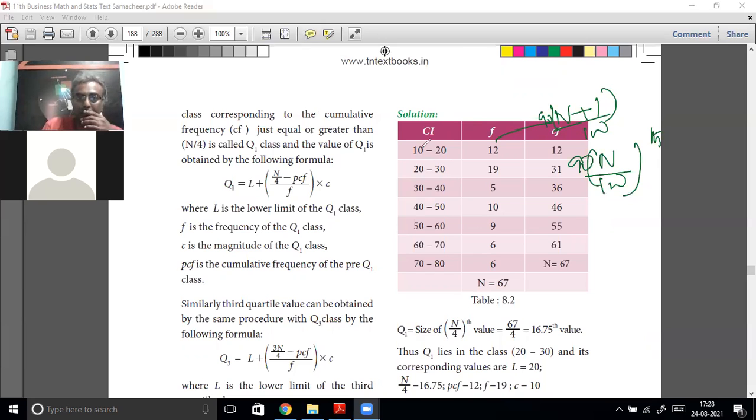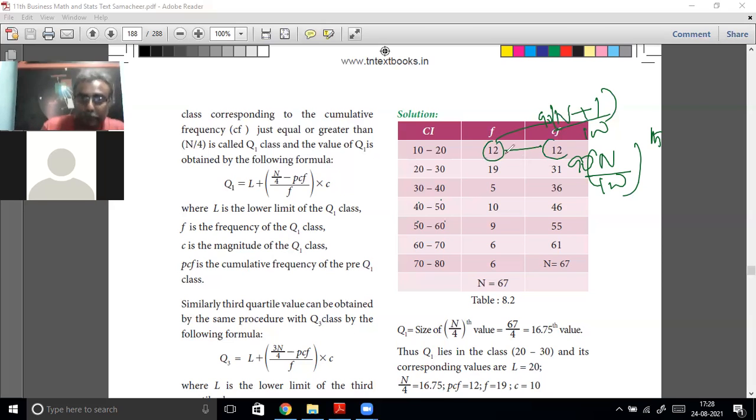The classes are 10 to 20, 20 to 30, 30 to 40, 40 to 50, 50 to 60, like that. Then how many times does something occur? Let us say age. Age is 10 to 20. How many people are found in age 10 to 20? 12 people are found. In age 20 to 30, 19 people are found. Like that, the frequency is there. What you have to do is calculate cumulative frequency like before.